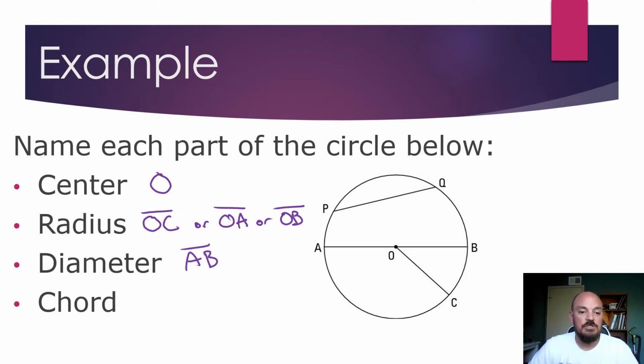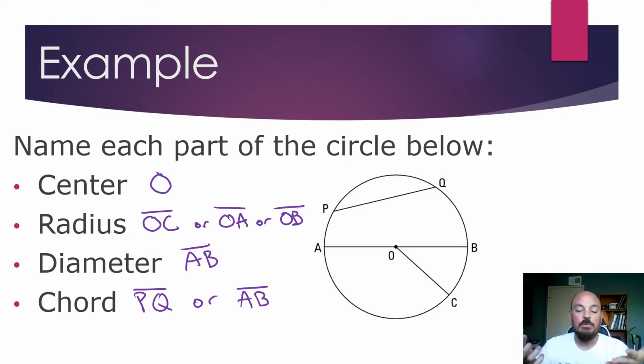And then the last thing I asked you guys about is a chord. Now a chord's like a diameter, but it doesn't have to go through the center. So again, the first thing that jumps to my mind in this picture is that one up top, which would be line segment PQ. However, just like the radius, there's more than one answer right here. You could have also said line segment AB, because a diameter is also a chord. A chord connects 2 points on the circle. It doesn't have to go through the center, but it can.